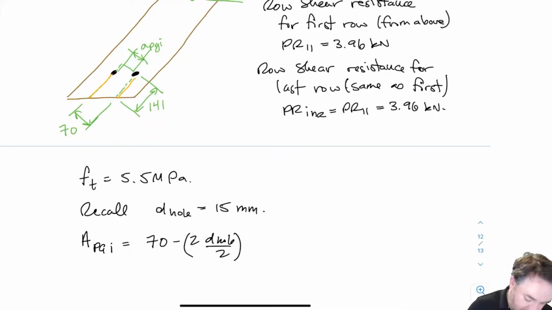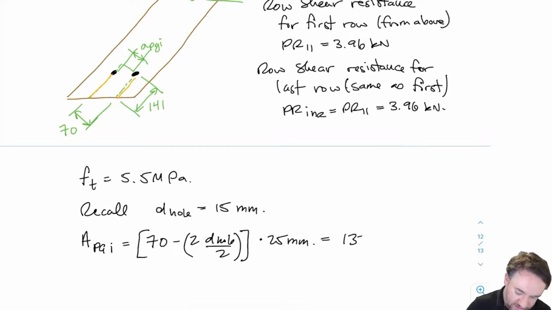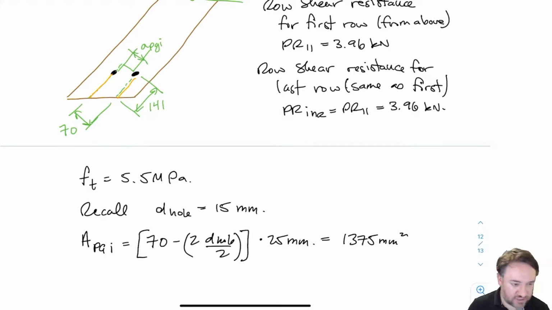And then I have to multiply that distance by the thickness. This is a very conservative approach that I'm taking. I'm just going to basically consider that the net area is only for the portion that is not countersunk. So this is accounting for the countersink, that 25 millimeters. And I get 1375 millimeters squared. So I'm basically taking just the thickness, not including the countersunk portion.